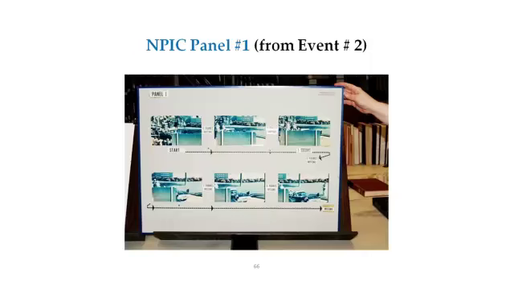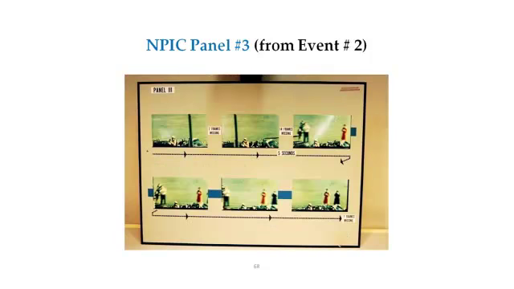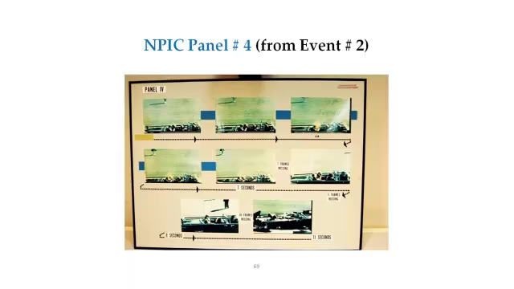Let's look at those images. This is panel number 1 from NPIC event number 2. So this is NPIC panel 1. This is all from event number 2. This is panel number 2. This is panel number 3. And this is panel number 4. The total number of frames is 28 frames.